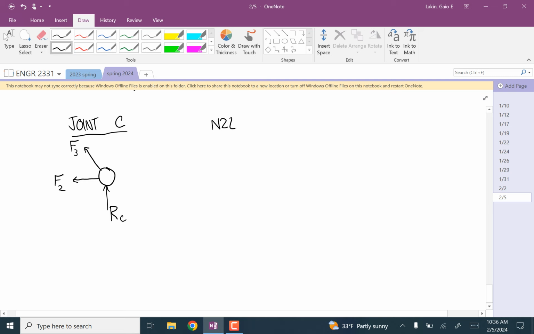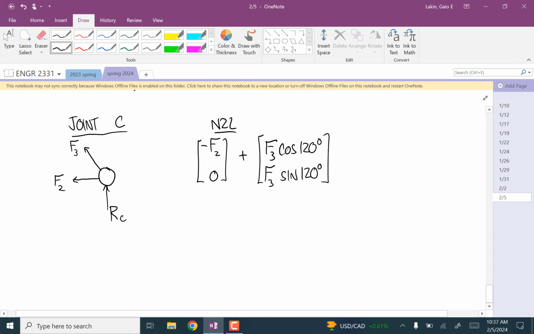And so Newton's second law says negative F2, 0, plus F3 times the cosine of 120 degrees, F3 times the sine of 120 degrees, plus 0, RC, is equal to zeros.